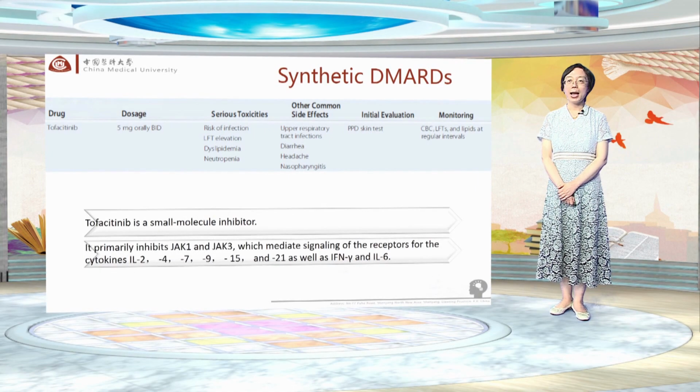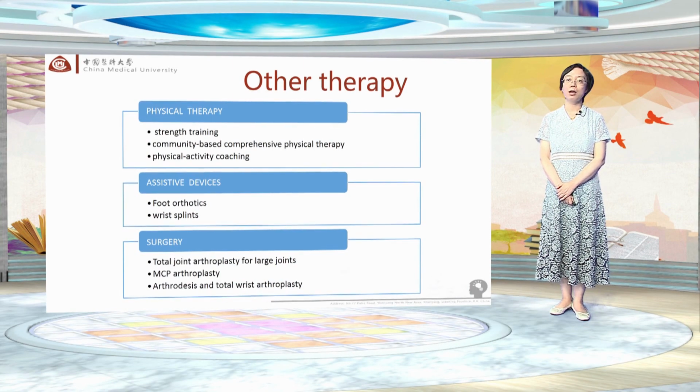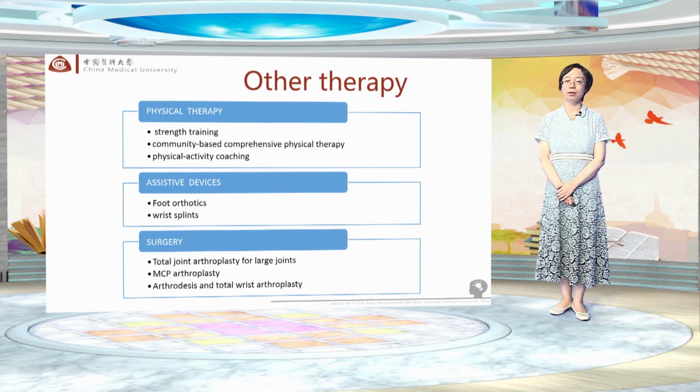As well as medication, next, we see there are some other therapies. All patients should receive a prescription for exercise and physical activity. Dynamic strength training, community-based comprehensive physical therapy, and physical activity coaching have all been shown to improve muscle strength and perceived health status.